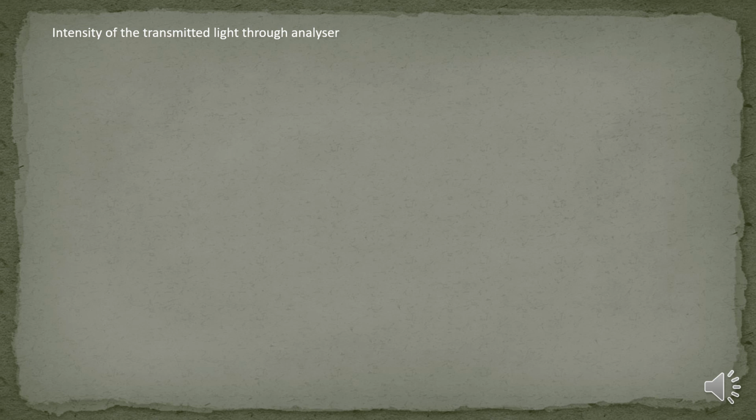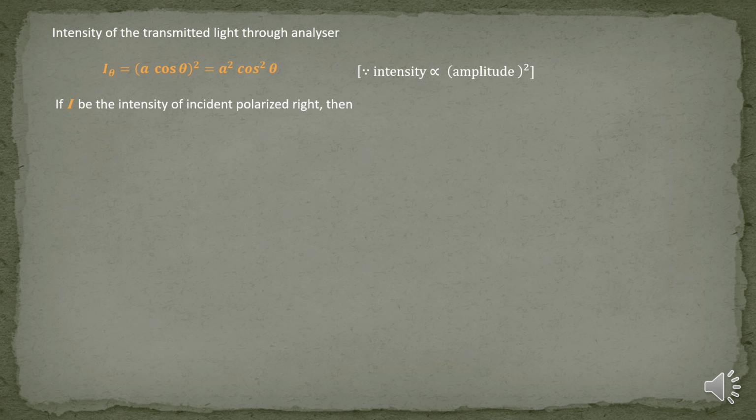The intensity of transmitted light through analyzer I theta is equal to A cos theta whole square, that is equal to A square cos square theta, since intensity is directly proportional to amplitude square. If I be the intensity of incident polarized light, then I is equal to A square. I theta is equal to I cos square theta. I theta is directly proportional to cos square theta.